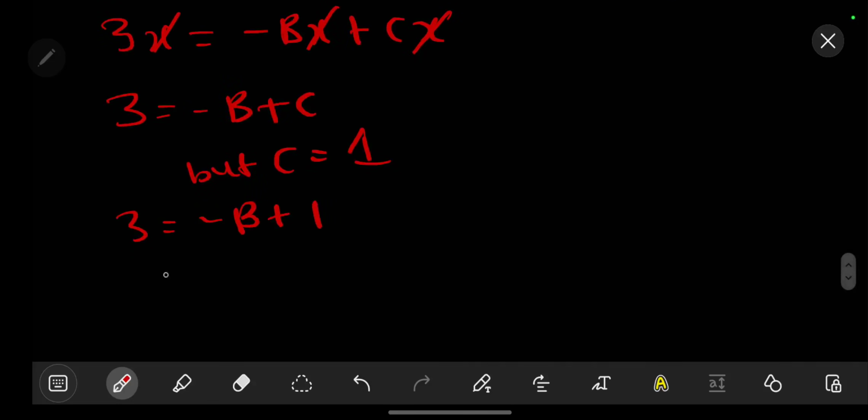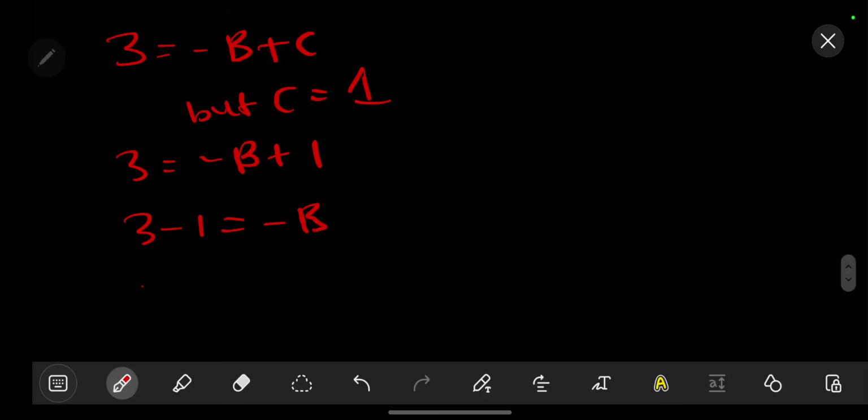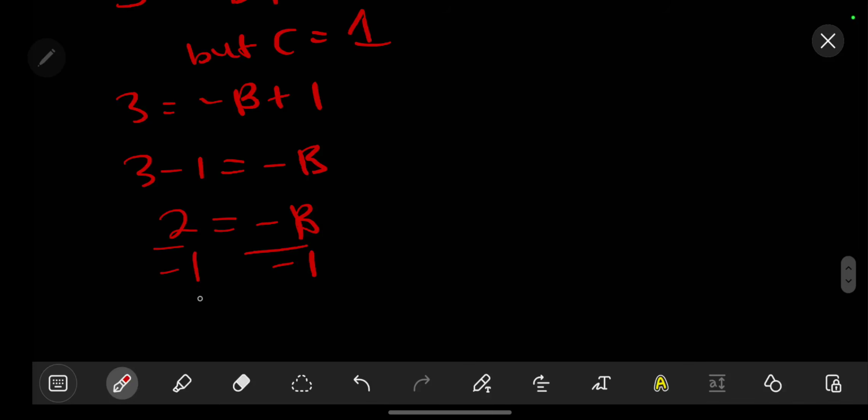Taking the 1 the other side, it will be 3 minus 1 is equal to negative of b. Then we are going to have a positive 2 should be equal to negative b like that. We divide by negative 1, then our b value should be equal to negative 2.